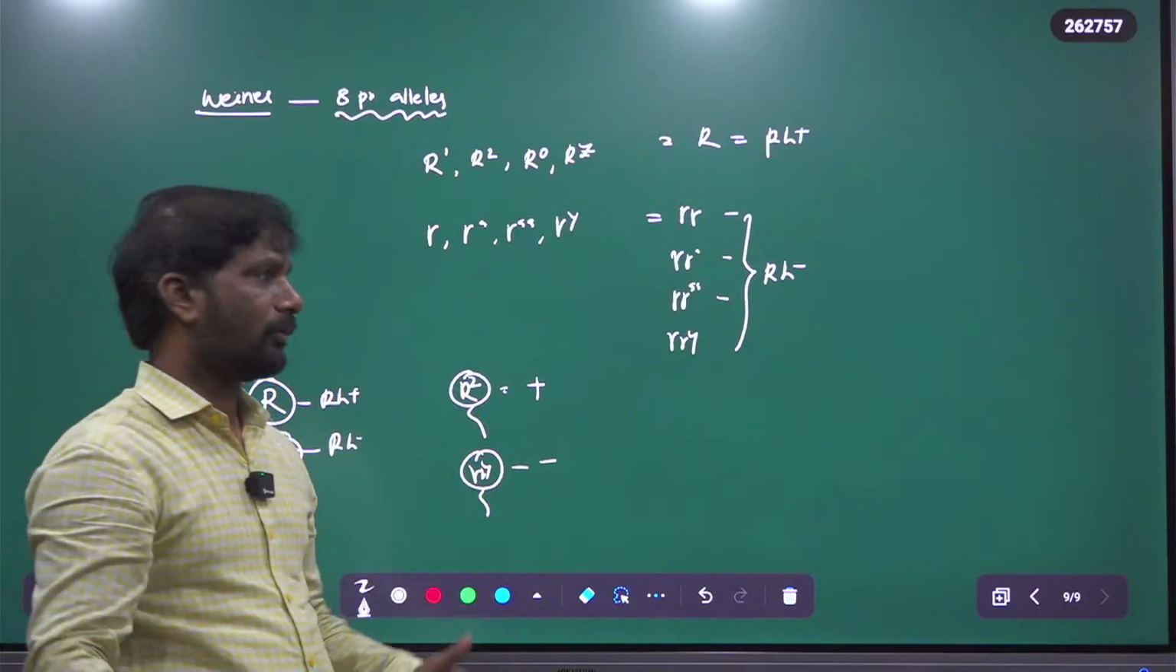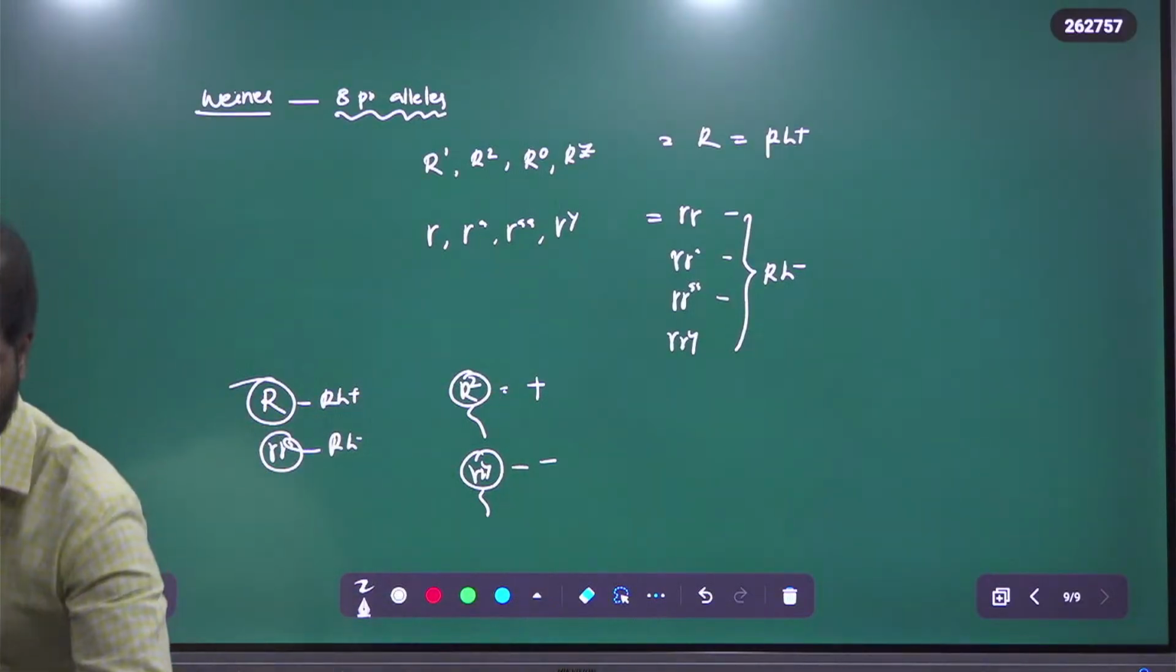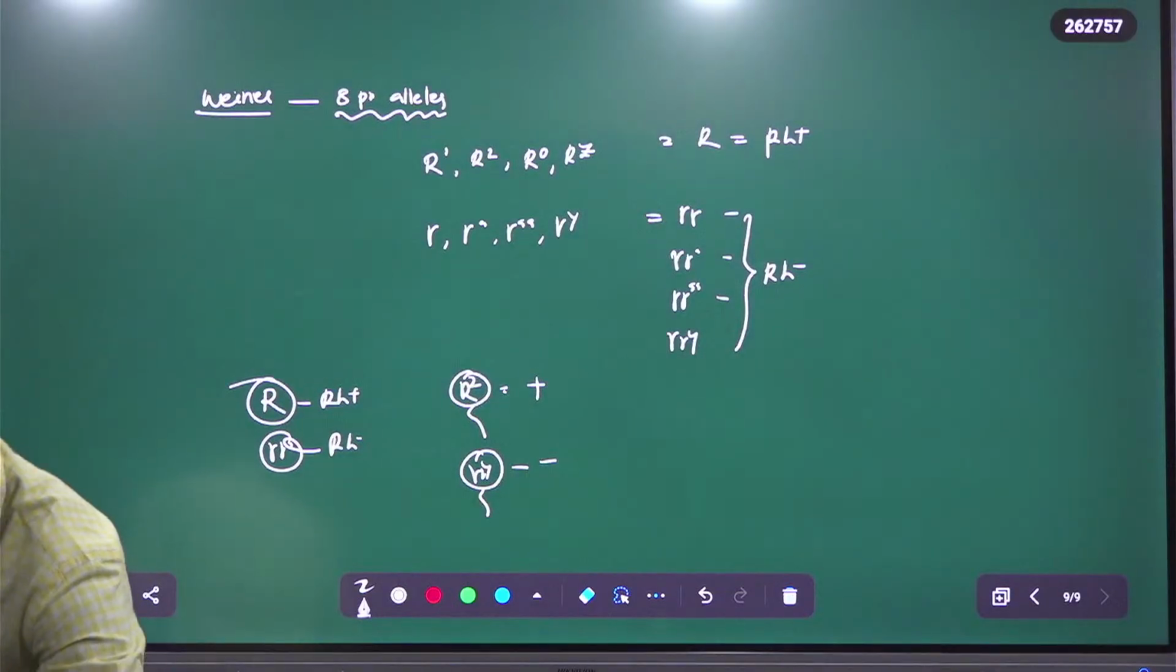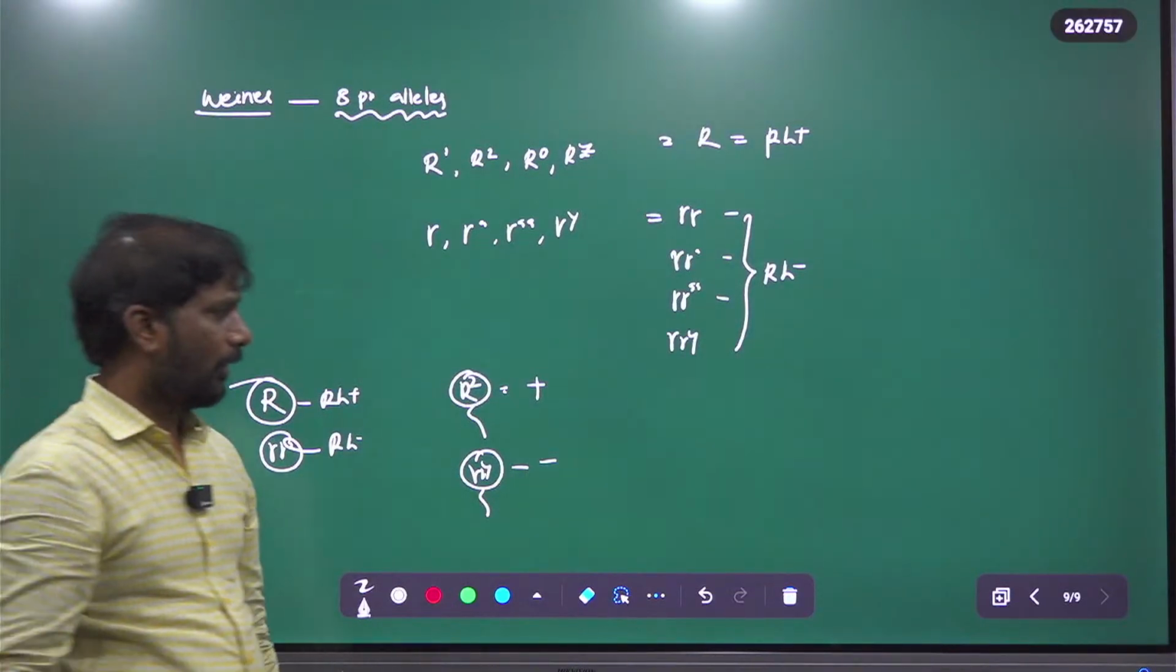Already we have discussed erythroblastosis foetalis.